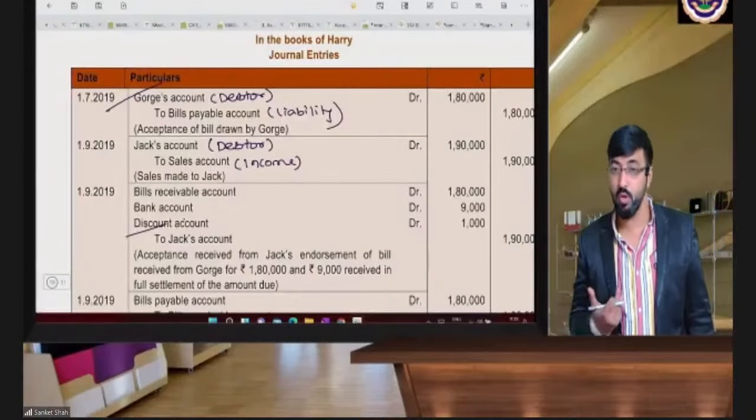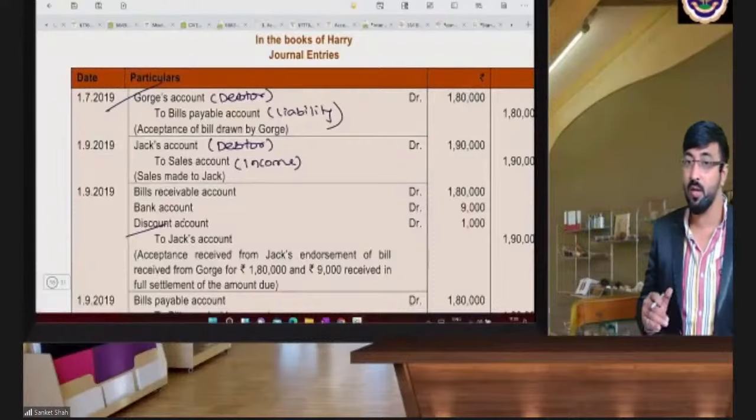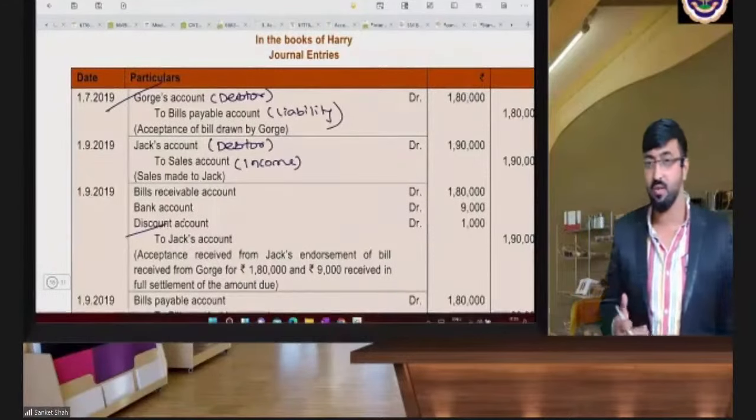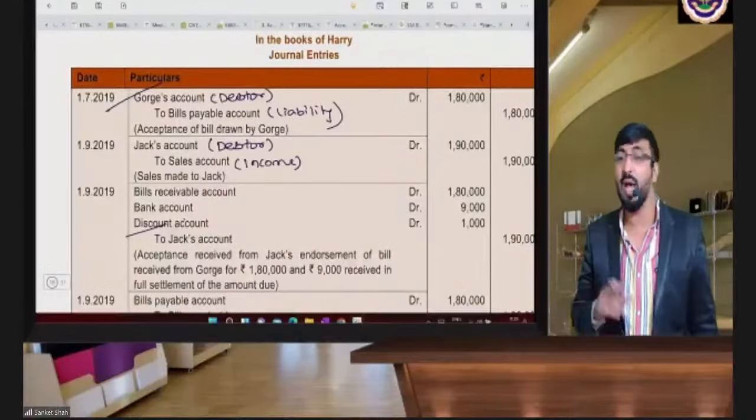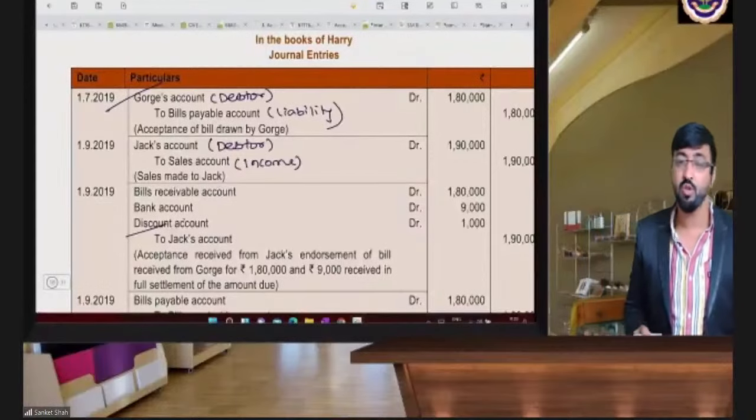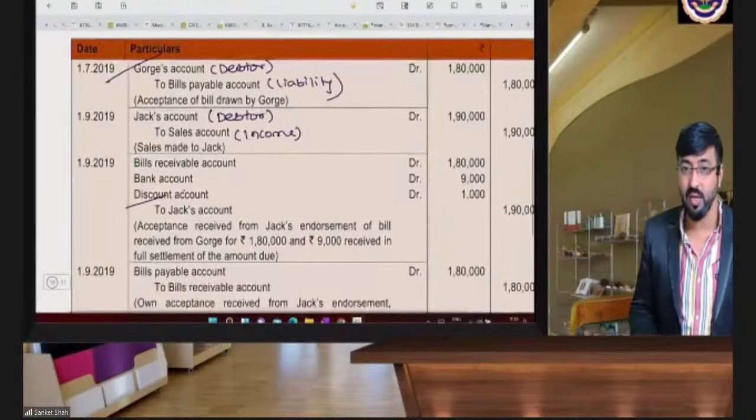But I have to cover many questions. That's why I'm not giving it to you in writing. Just understand this question over here only, and I'm giving you diagrammatic presentation. So Jack account debit to sales account. That is the second entry.